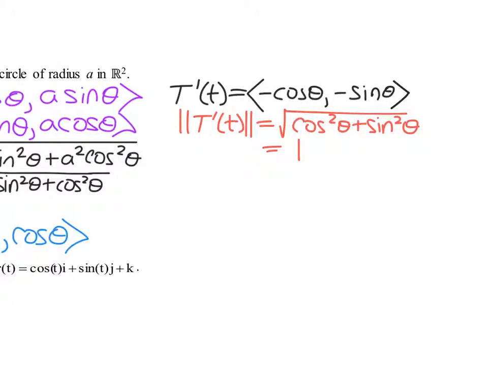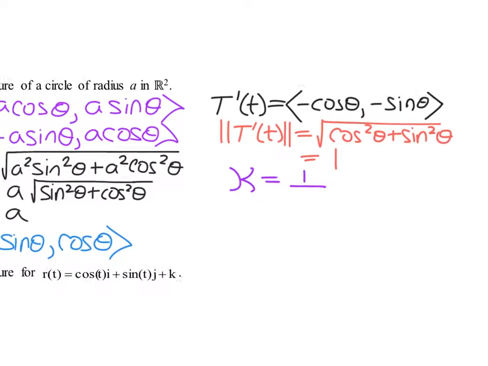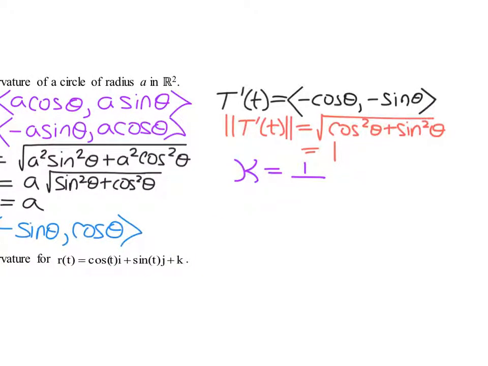Now, when I want my kappa, I'm going to take that 1 and put it over the magnitude of my derivative function, which we determined was a. So kappa is going to be equal to 1 over a. Now I'm just going to make a little note here, you don't have to write this, just to bring it all together, where a represents the radius of the circle.